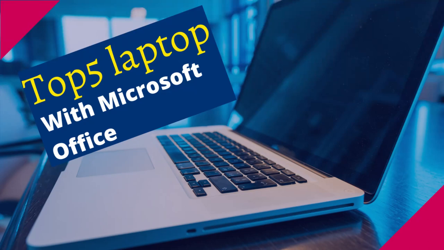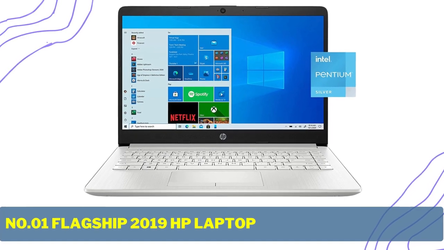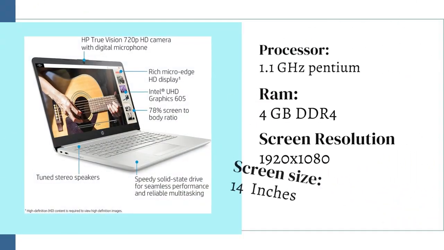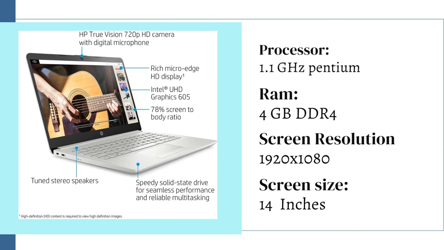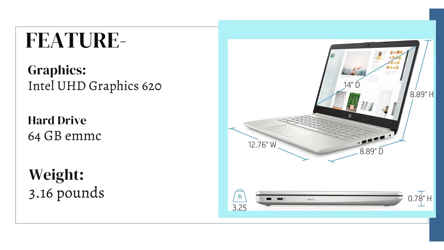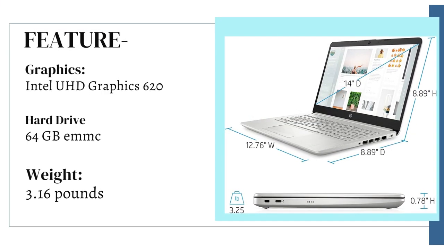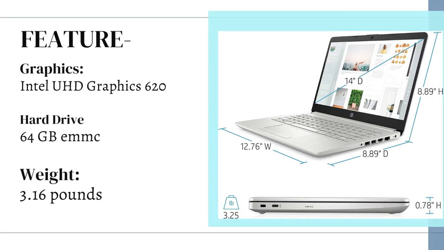Top 5 Laptop with Microsoft Office. Number 1. Flagship 2019 HP Laptop. It comes with Intel Celeron processor with 1.1 GHz Pentium, 14 inches display. It has 64GB eMMC, hard drive with Intel UHD graphics 620, it weighs only 3.16 pounds.